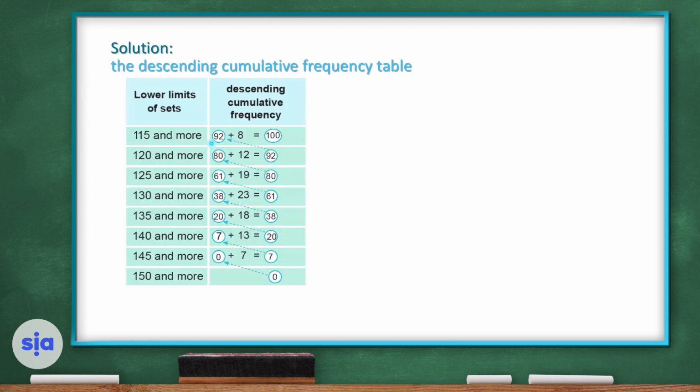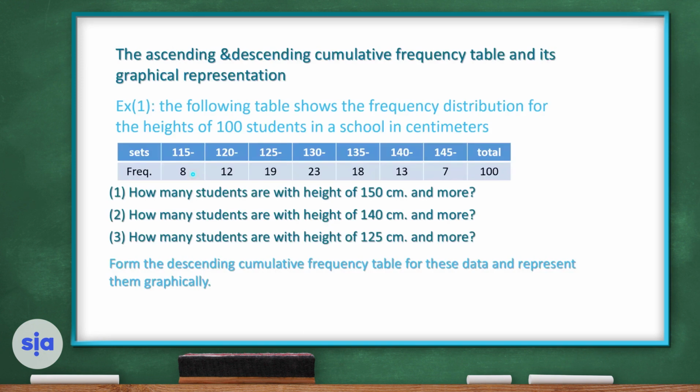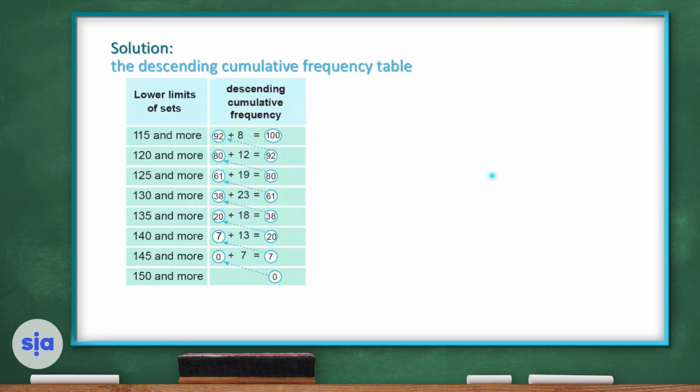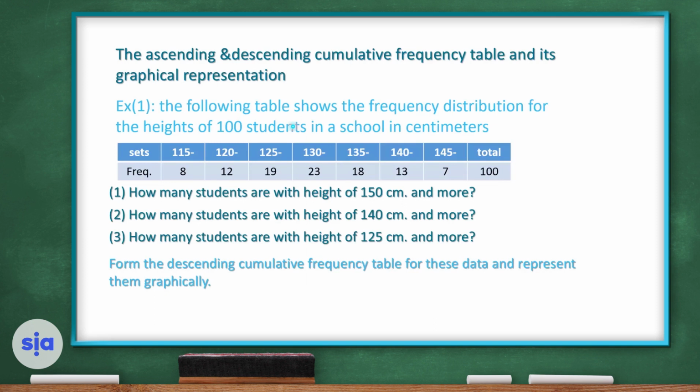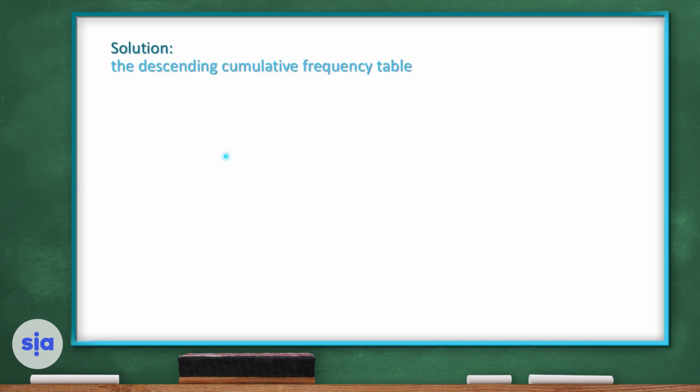115 and more, 120 and more, 125 and more, and so on. If you check it here from the table, 115 and more, they're all the total of 100. So 115 is 100. And then 120 and more, if you check it, they are 12, right? So let's start solving by finding the descending cumulative frequency table.